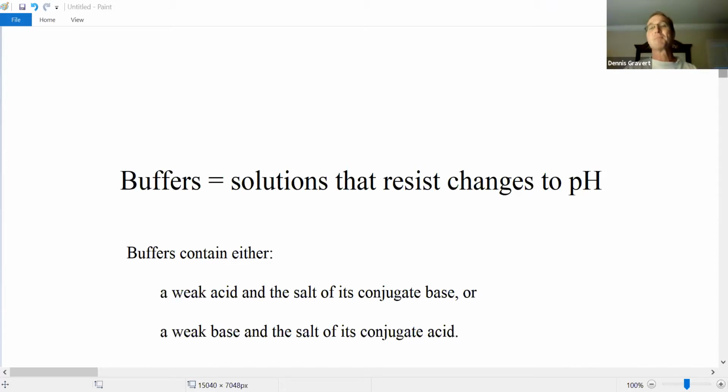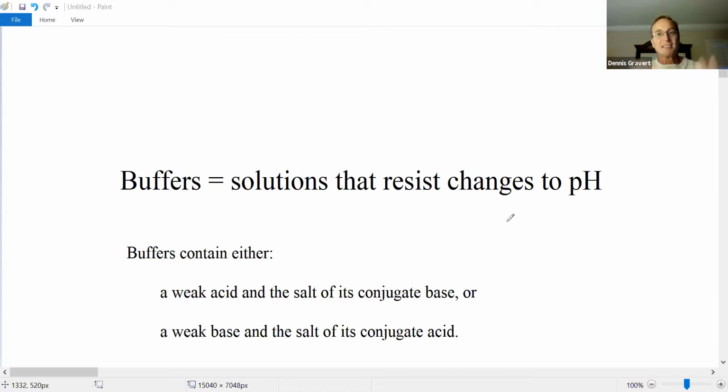Okay, so what is a buffer? A buffer is supposed to resist changes to pH. So essentially there are two ways you can change the pH. You can add an acid or you can add a base. So a buffer needs to deal with those two things. If the contaminant is an acid, then the buffer needs to hit it with a base. If the contaminant is a base, then the buffer has to attack with an acid, right? Acids and bases neutralize each other.